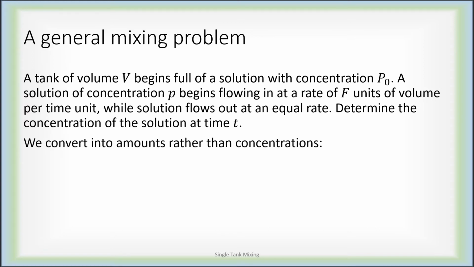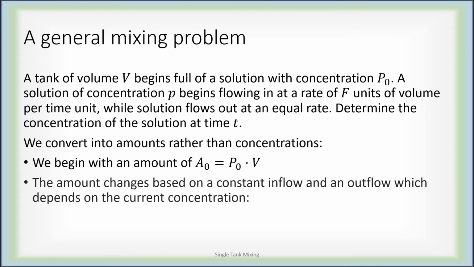So we're going to convert into amounts rather than concentrations. What's the amount of material in our tank at the beginning? Its initial concentration, P naught, times its volume V. How does the amount of substance in our tank change? Well, it flows in at a constant rate and it flows out at a rate which depends on the current concentration. So the change of substance in our tank is given by two terms: flowing in at concentration P and rate F, flowing out at rate F with concentration, current amount over volume. Rearranging this, we get a nice straightforward first order linear differential equation. A prime plus F over V times A equals PF.